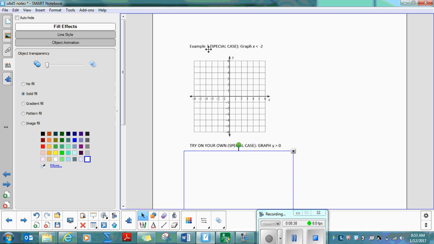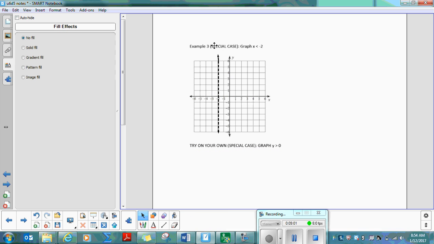Alright, so here's the last example. It's a special case one. We have to graph x is less than negative 2. If this was an equal sign, it would just be x equals negative 2. That's basically what you're graphing. So you're graphing a vertical line through negative 2, and because it's not equal to, you're doing it dashed. Okay? So you do a dashed line through negative 2.